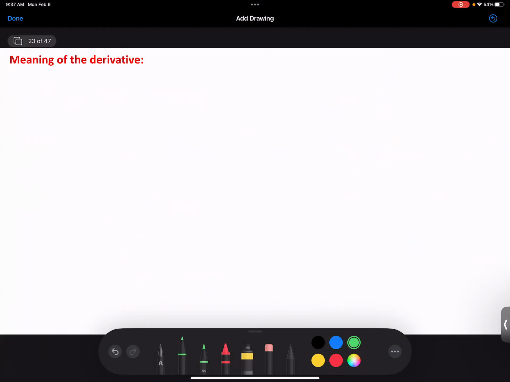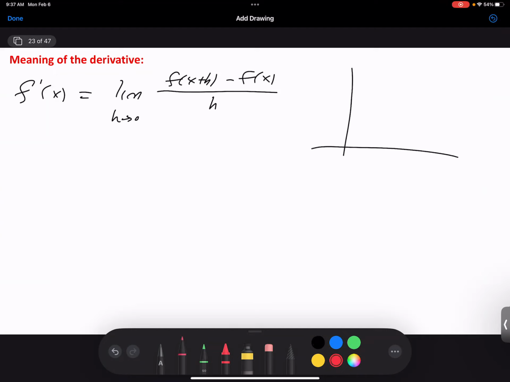No, okay. So I want to quickly talk about the meaning of the derivative. So I will go back to f prime of x is the limit as h goes to 0 of f of x plus h minus f of x over h. And again, let's say here is my function. Here is my point x. And here is what's going on at this point. So the first derivative is the slope of the tangent line.